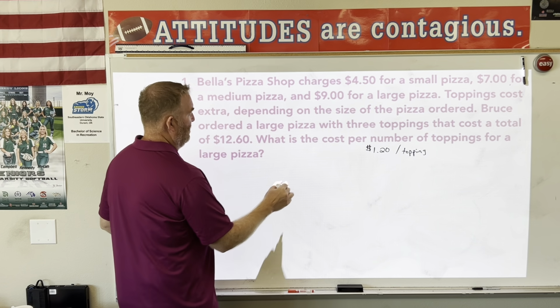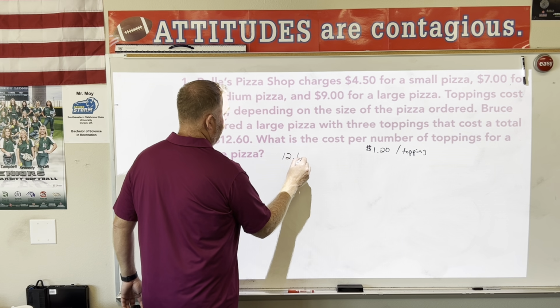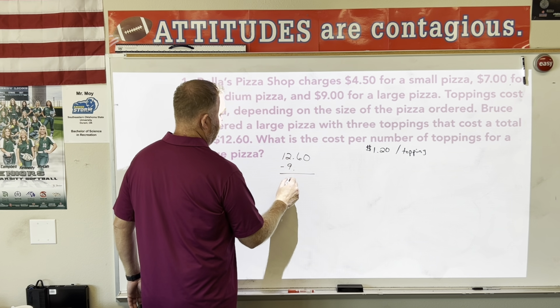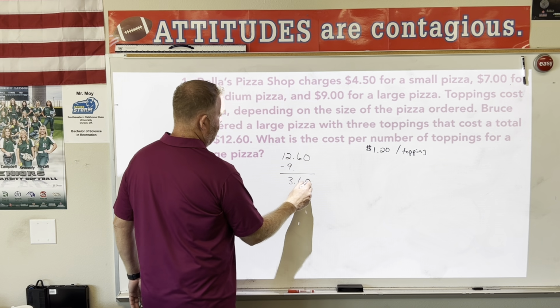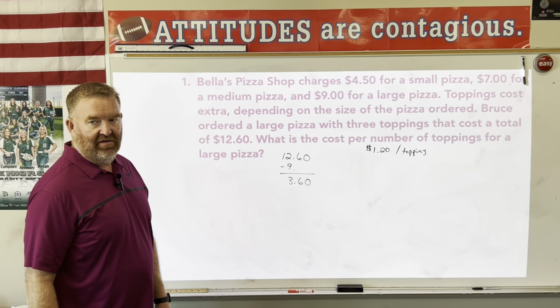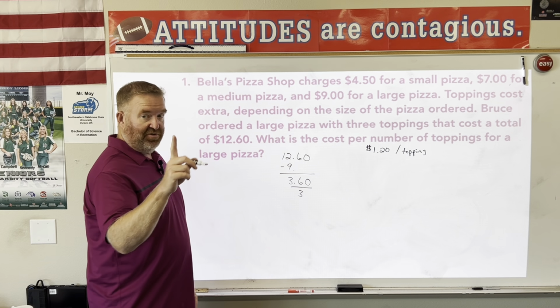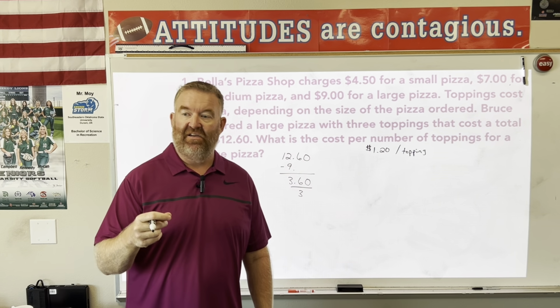Okay, hold on. You took the $12.60 and you subtracted the $9 for the pizza, right? And so you got $3.60, correct? And then you did what? You divided by 3. Why divided by 3? Because there's 3 toppings.